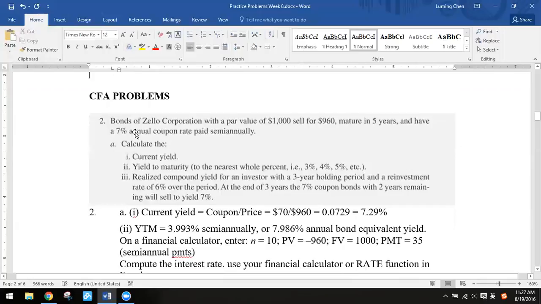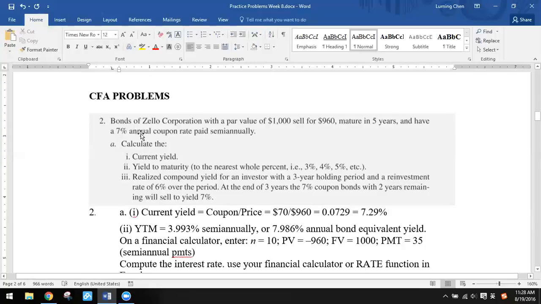CFA problems. Number 2, bonds of Zillow Corporation with a par value of 1,000 sells for 960, maturing in 5 years and have a 7% annual coupon rate paid semi-annually. A, calculate the current yield. So the current yield is the coupon over the price.